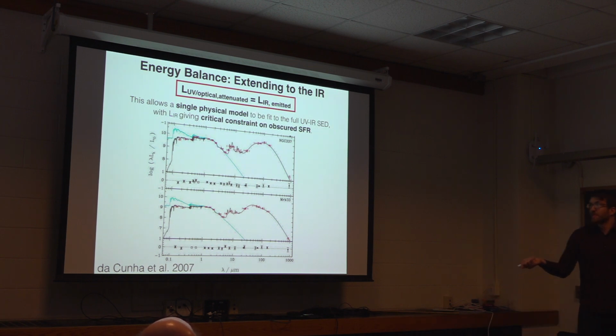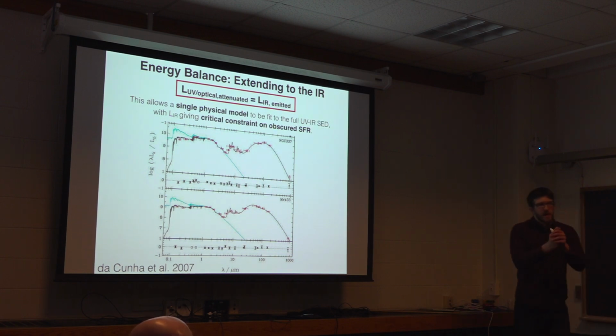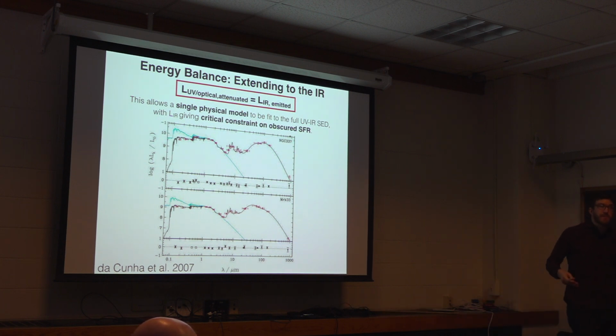The energy balance principle basically says you take all the energy attenuated in the UV and in the optical and in the near infrared and then stick it into the IR SED. This is super valuable for modeling purposes because it lets you fit this single physical model to the full SED. And assuming this gives you this really important handle on the obscured star formation rates. So this is a very powerful tool for modeling.